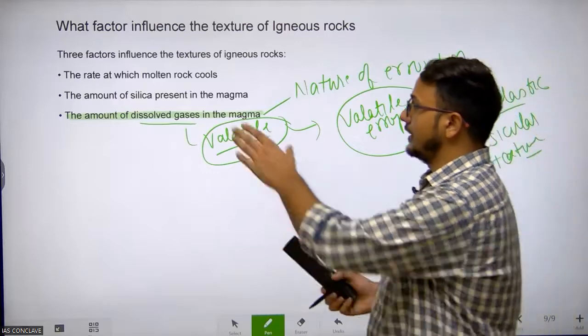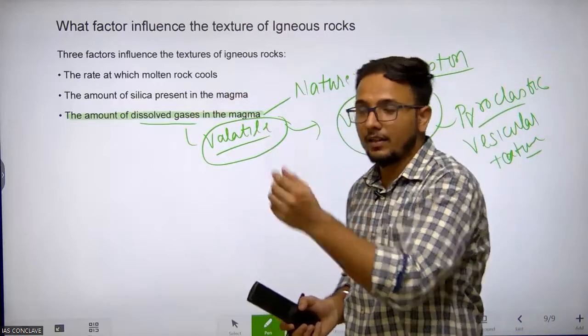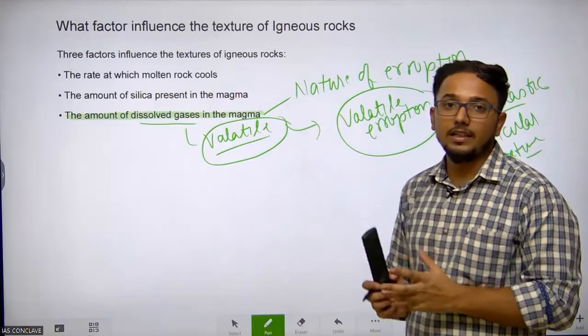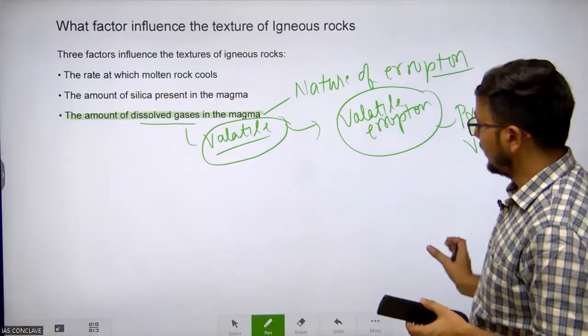So this is how these factors, the cooling rate, the amount of silica present, and the dissolved gases, determine the textures of the igneous rock.